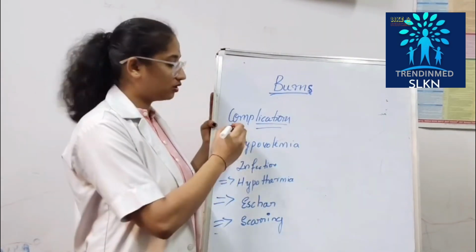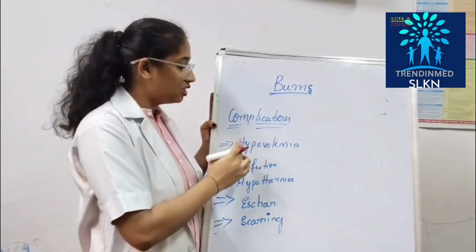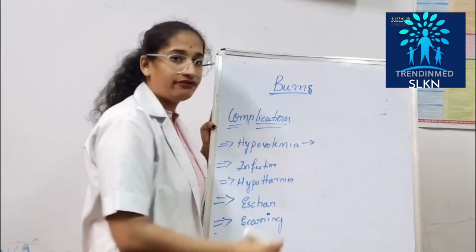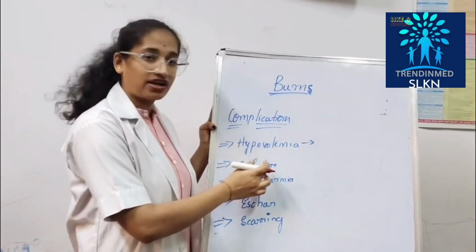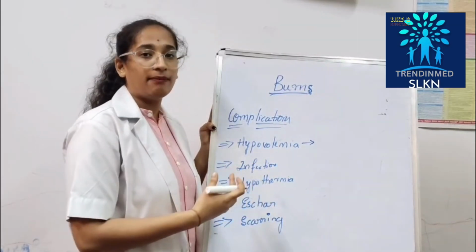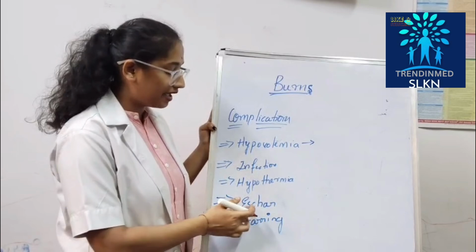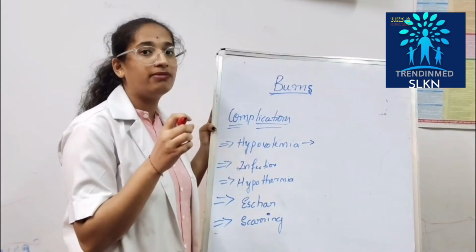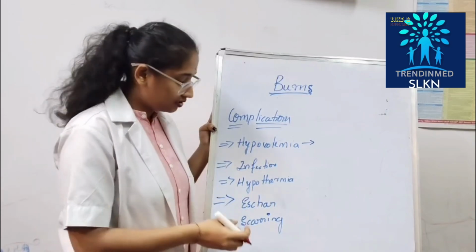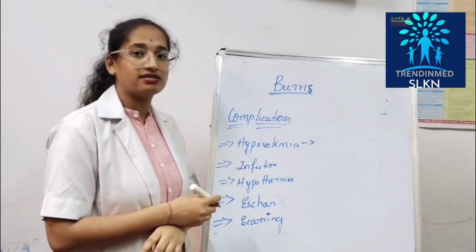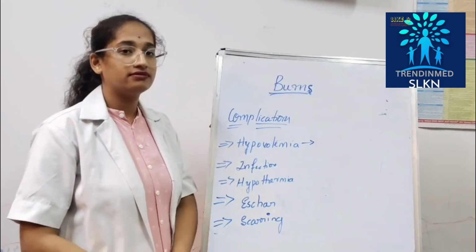So now we will discuss the complications of burns. Hypovolemia means a decrease in the blood volume in our body. Then infection will occur. Hypothermia means our body temperature will drop. Eschar means our body tissues will become dead in the condition of burning or any wound. Scarring means scars may appear on our skin.